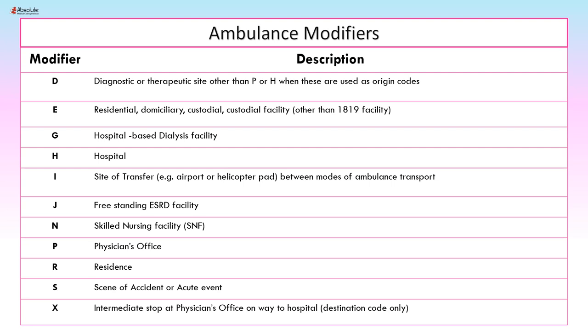J is for freestanding ESRD facility. N is for skilled nursing facility. P is for physician's office. R is for residence. S is for scene of accident or acute event. And X for intermediate stop at the physician's office on the way to the hospital. And just remember that the X is going to be used as destination code only, meaning you can only use the X as a second alpha character.